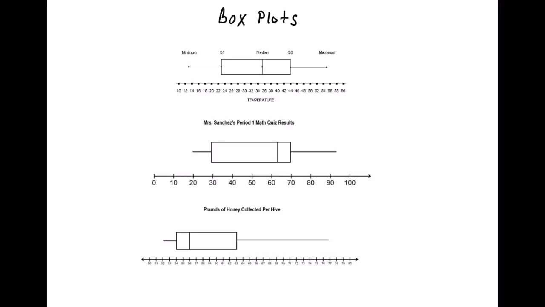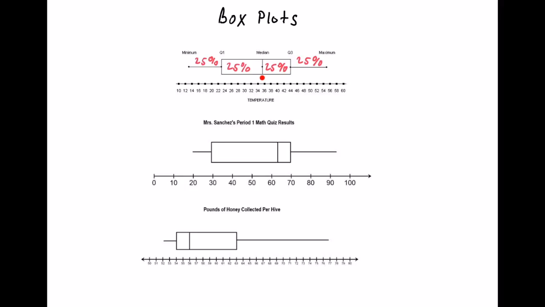So what these boxes and whiskers represent, each section is worth 25% of the data. So we've got 25% of the data there, 25% of the data there, 25% of the data there, 25% of the data there. We'll go more into box plots later when we talk about creating them. But for right now, I do want you to understand how to read them.